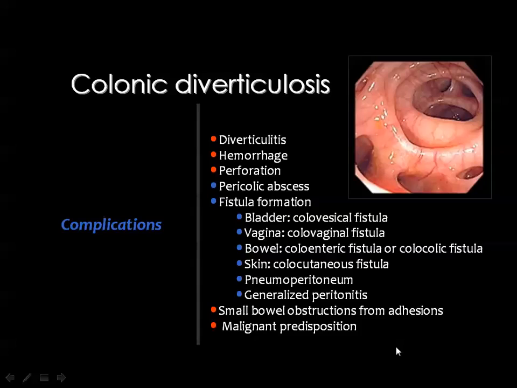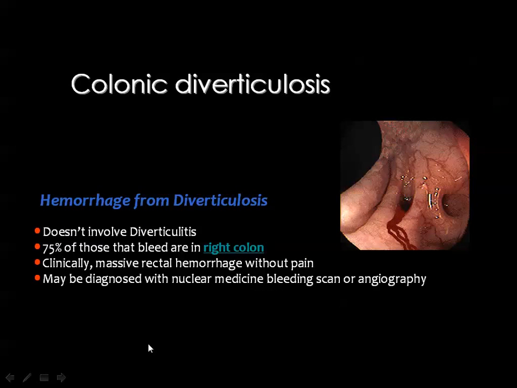Then it is rare to have pneumoperitoneum from rupture of the diverticuli, and also it is rare to have generalized peritonitis from rupture of the colonic diverticuli. Small bowel obstruction is rare, but may result from inflammation and adhesions, and of course the malignant predisposition is well known for this colonic diverticulosis.